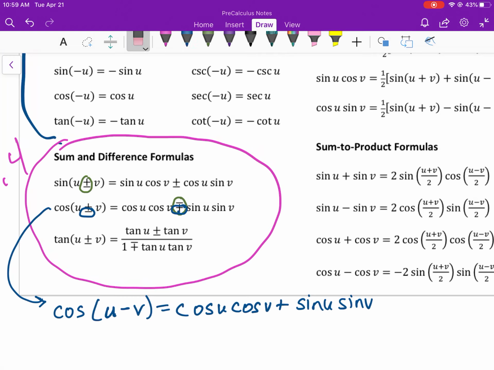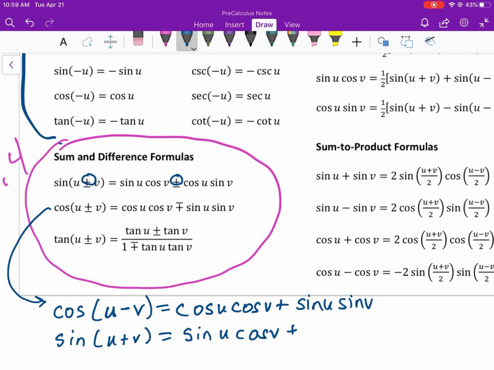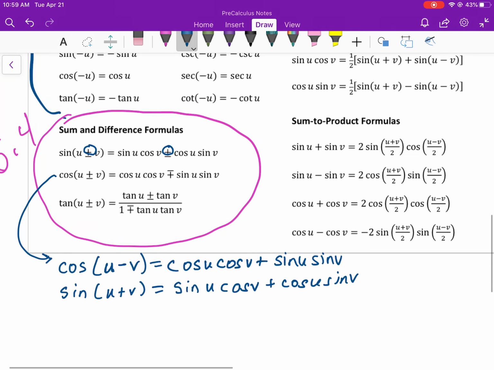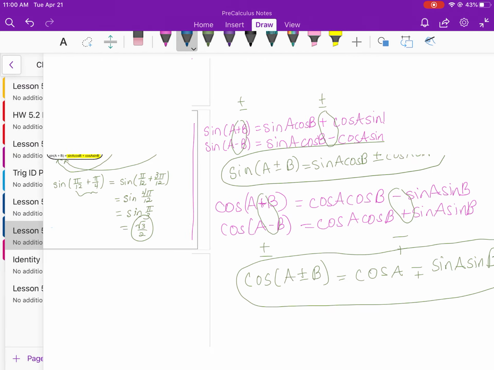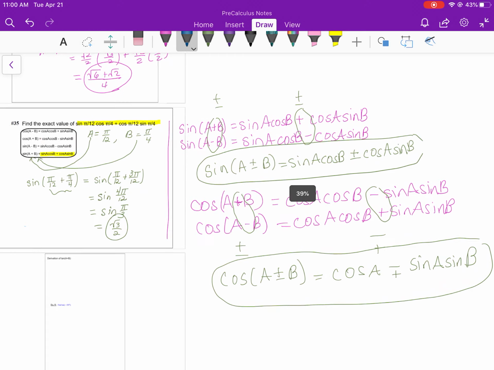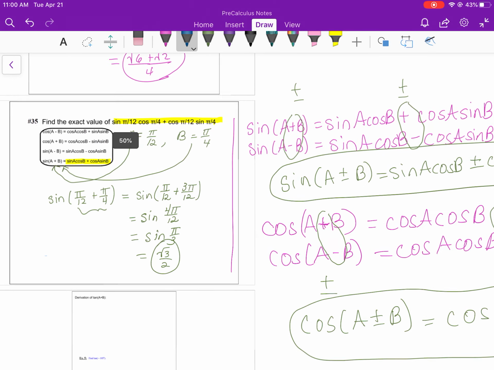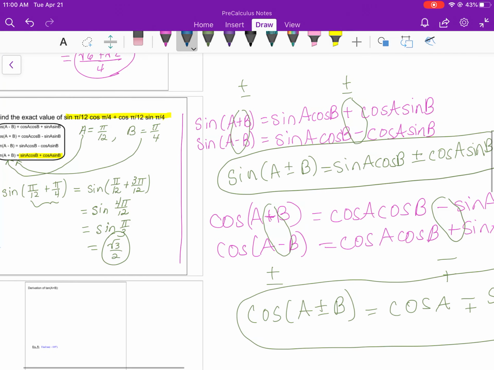Okay. If you wanted to do sine of u plus v, then plus is the top sign, and I'm going to use the top sign there as well. And so on. So just pay attention to your signs. And that should take you back here again. So you can either use your notes to help you get through these or the handout. I just wanted to clarify how the signs are working on your handout.